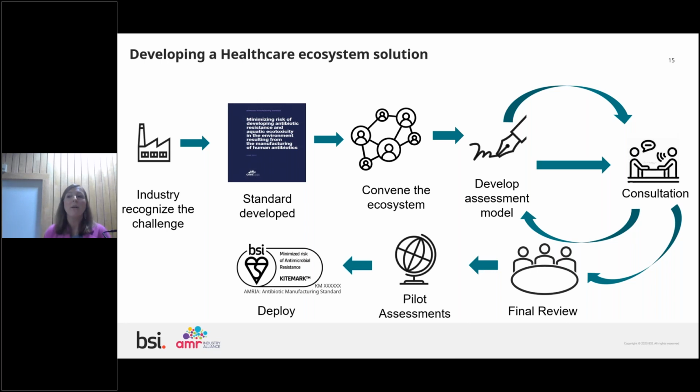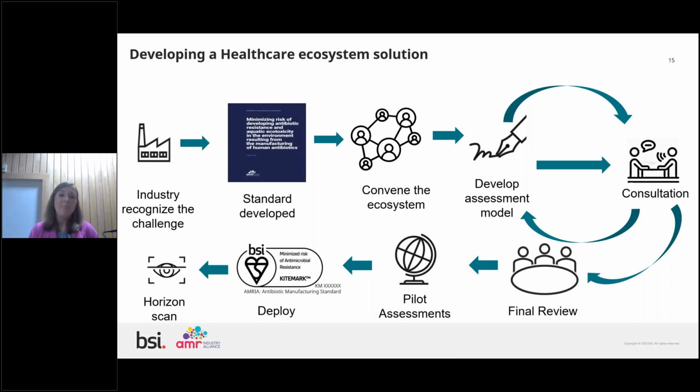So we then deployed this certification. It officially launched in June of this year, where now we have a way to certify individual antibiotics at drug product and API stage, which I will get into in the next slides.